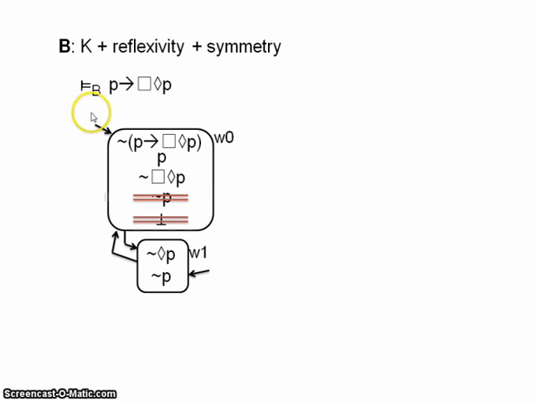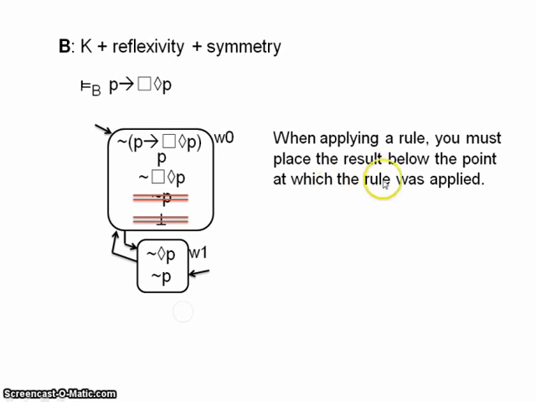The idea behind this is perfectly reasonable. W0 is accessible from W1, and you can derive not P in W0 from this not possibly P in W1, but you must not write it this way. Whenever you use a rule, you must place the result below the point at which the rule was applied. This is something I mentioned, I think, in my first videos on trees, and this rule applies in general, no matter what sort of system you're in. Whenever you use a rule, you must place the result below the point at which the rule was applied.